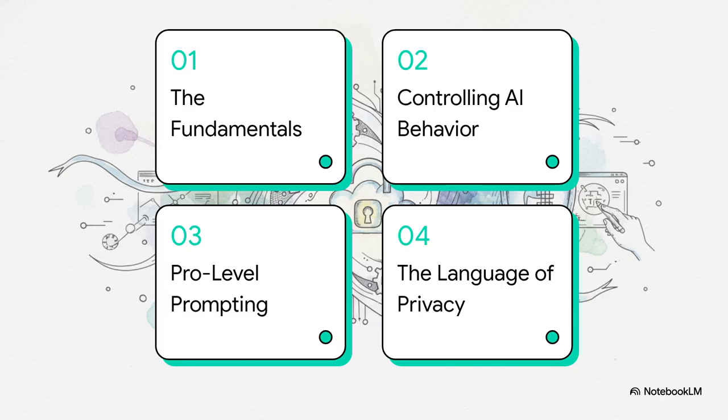All right, so here's our game plan. We're going to tackle this in 4 parts. First up, the fundamentals. Then we'll get into controlling AI behavior. After that, some pro-level prompting techniques. And we'll wrap up with what is honestly the most important part for anyone in a professional setting, the language of privacy. Sound good? Let's jump in.